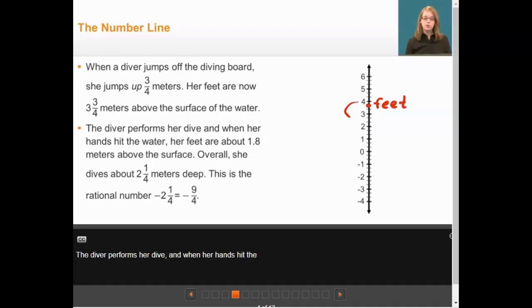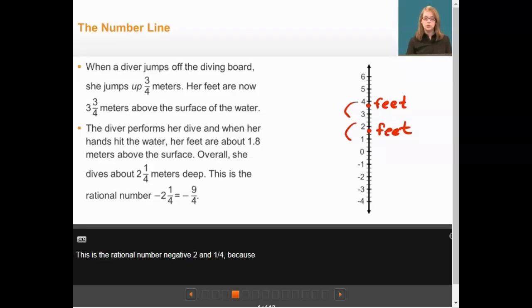The diver performs her dive, and when her hands hit the water, her feet are about 1 8/10 of a meter above the surface. 1 8/10 is between 1 and 2, but a little bit closer to 2. This is where her feet are now. Overall, she dives about 2 1/4 of a meter deep.